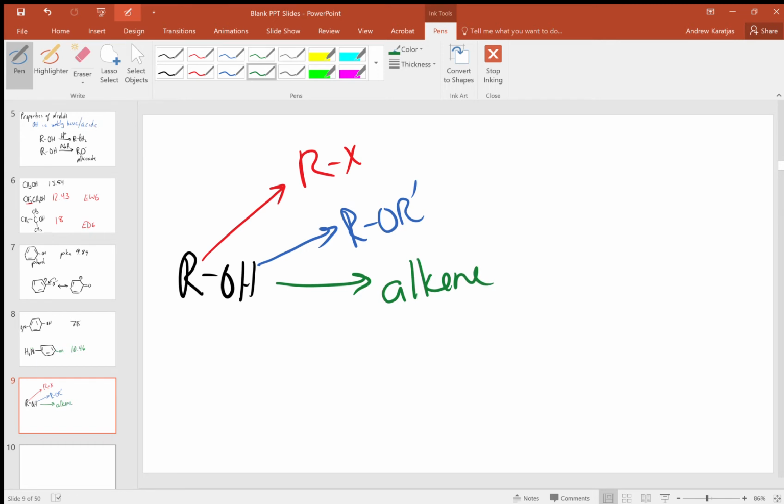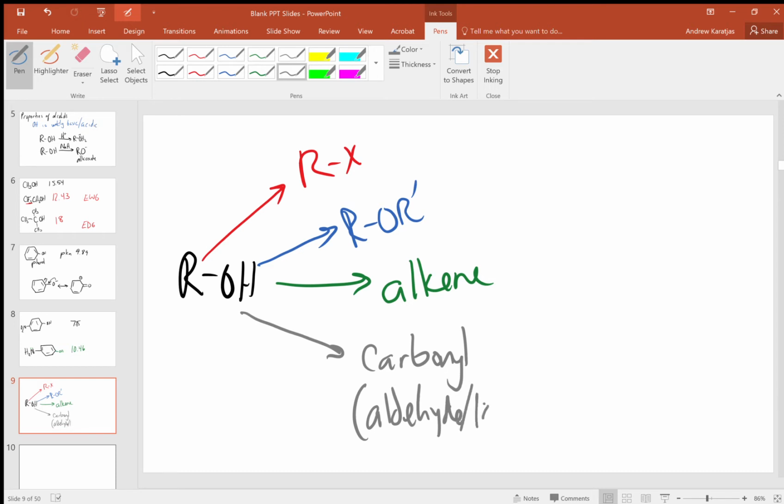you can eliminate it to form an alkene, and you can oxidize it into various carbonyls, depending on both the alcohol that you use as well as the reagents you use. That could be an aldehyde, it could be a ketone, and in certain cases it can even be a carboxylic acid. So a lot of different things that we can do with it.